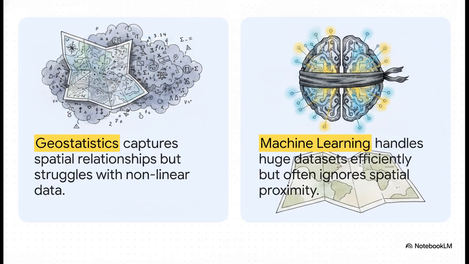It understands spatial geography and proximity perfectly, but it's pretty terrible at juggling massive, complex datasets. And on the other hand, machine learning. It is an absolute powerhouse at finding patterns in huge mountains of data, but it's often completely geographically blind. It doesn't inherently understand that two pixels sitting right next to each other on a map should probably be related.